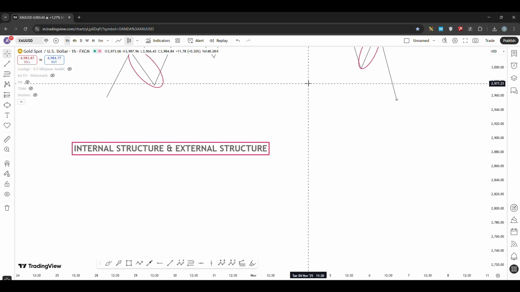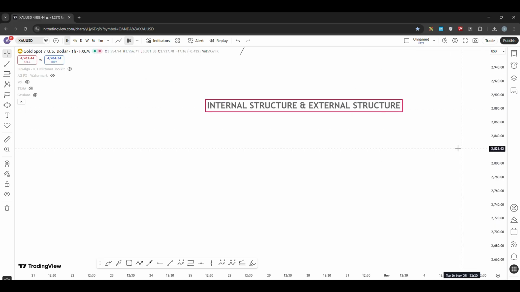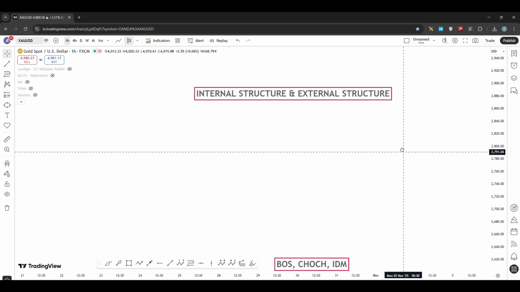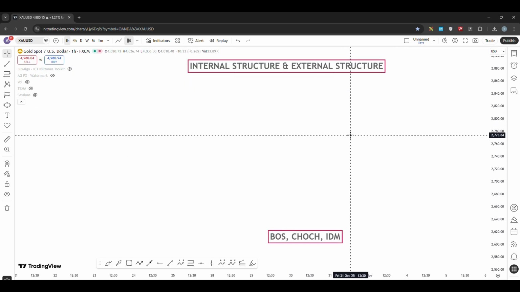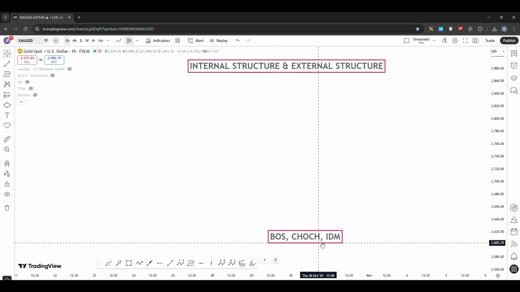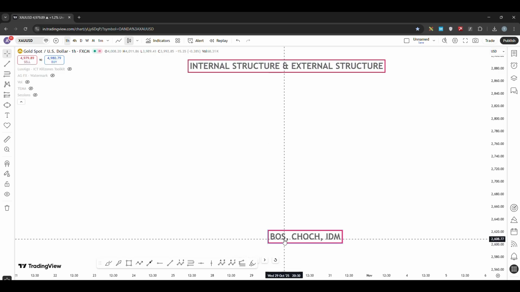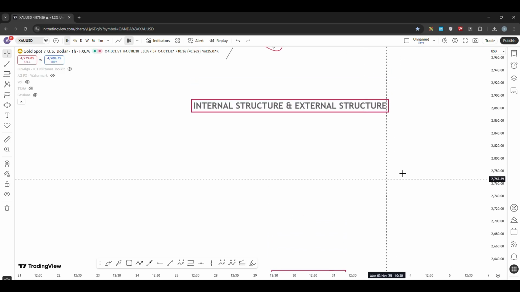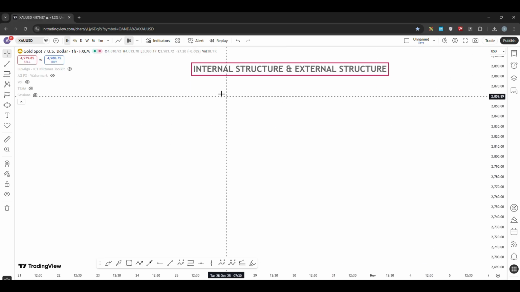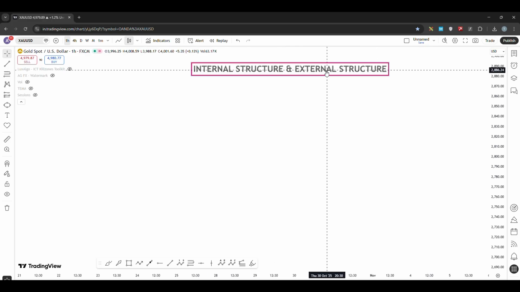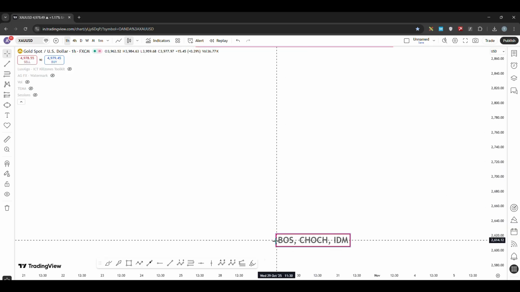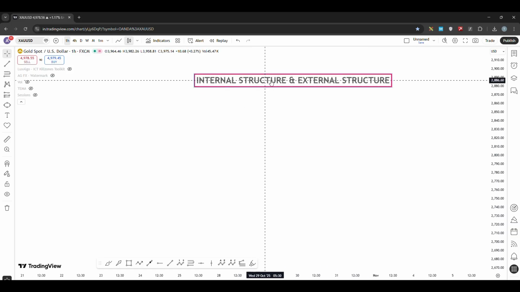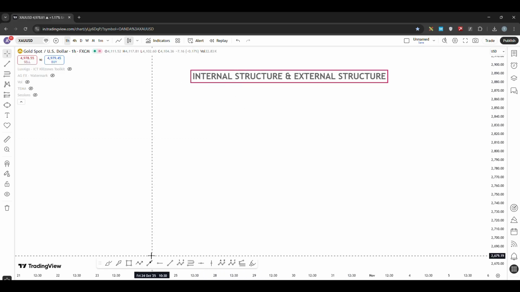Okay, now let's go to the next topic, which is internal structure and external structure, and along with that we will also understand these three terms, which are breakout structure, change of character, and inducement. Okay, and then we'll go to the chart and see the internal structure and find out these levels as well. So what is an internal structure and an external structure?